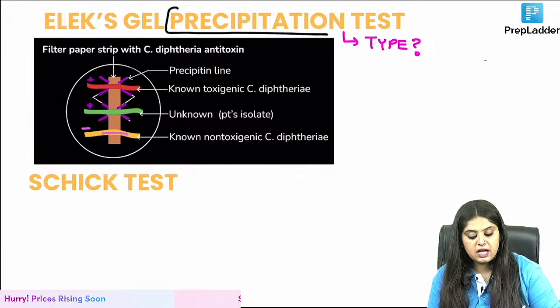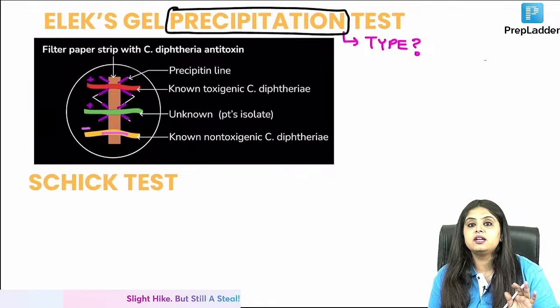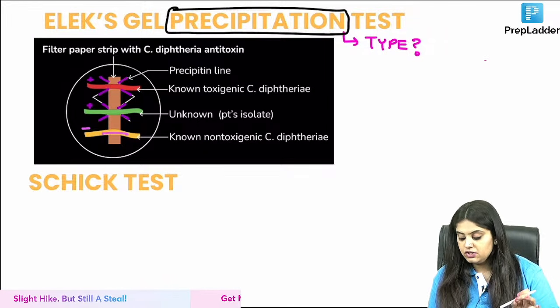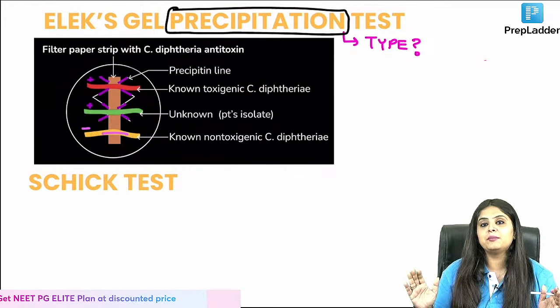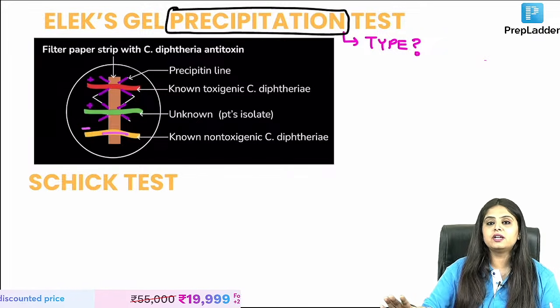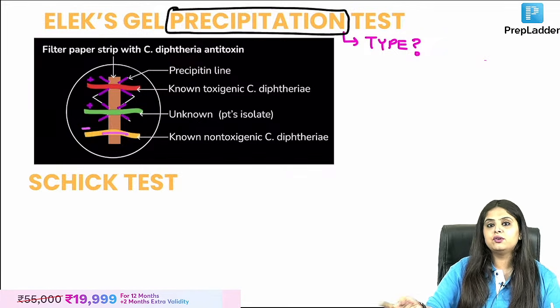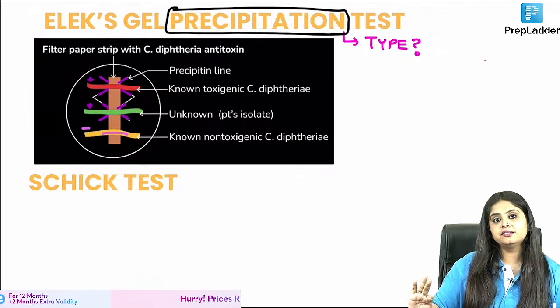Wherever the word precipitation comes, ma'am, it is going to be an antigen antibody reaction. So the examiner does all the work here. This is that one place where the examiner will do everything for you, and you will sit like a VIP and just say yes or no. That is all you have to do in the exam, yes or no.